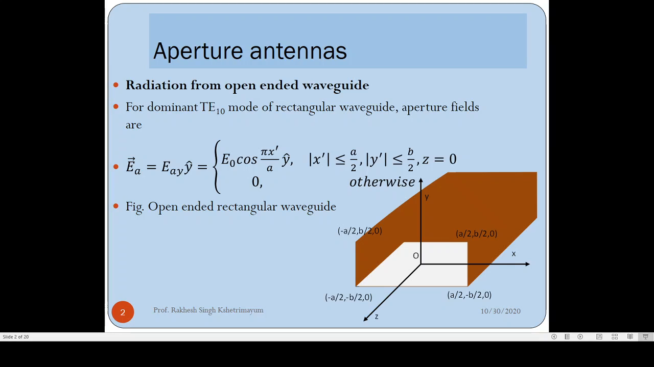So we can find out the aperture field now. The aperture field will have only a y component, and it will be E0 cosine of pi x by A. A is this dimension, and the field is directed along the y-axis, and the field will have this expression in this open-ended aperture of the waveguide, and at other places it will become 0. So this is the expression for the aperture field for the open-ended waveguide: E0 cosine of pi x by A, directed along the y-axis, and outside this aperture the field is always 0. So we have the aperture field.